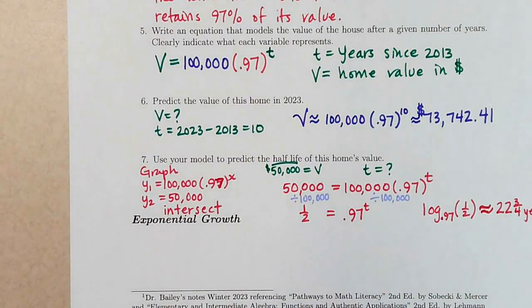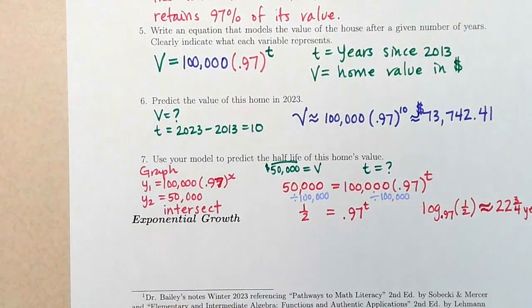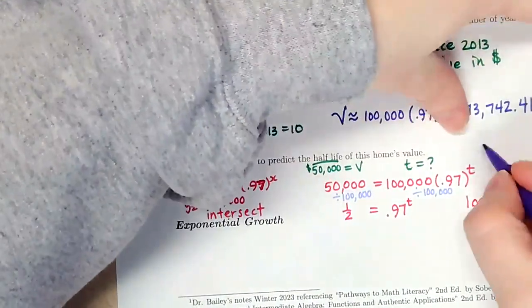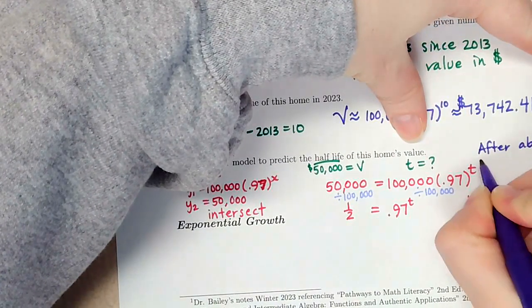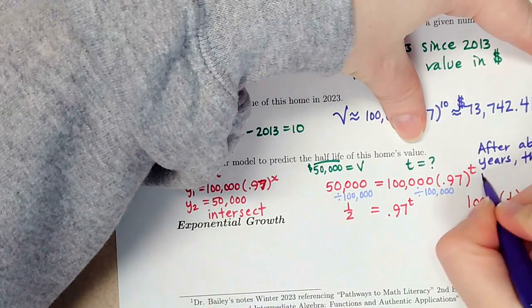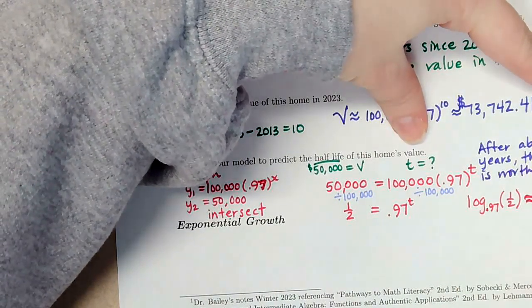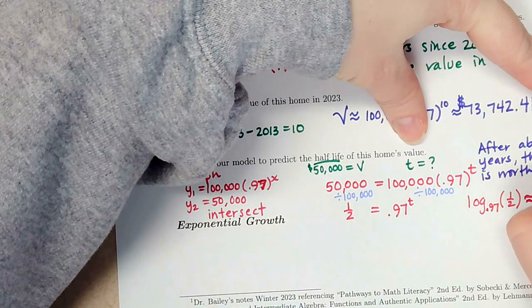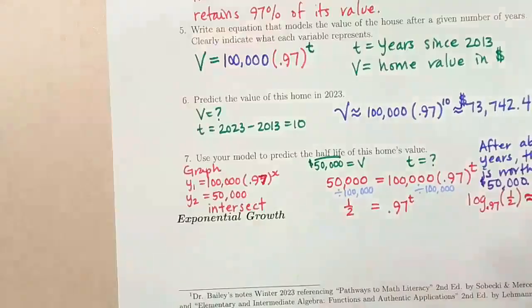Predict the half-life of this value's home. So what that is saying is, let's see, after about 23 years, the home is worth 50 grand. Yeah. Oops.